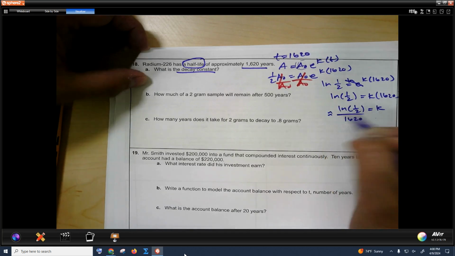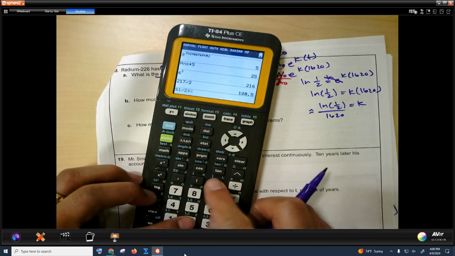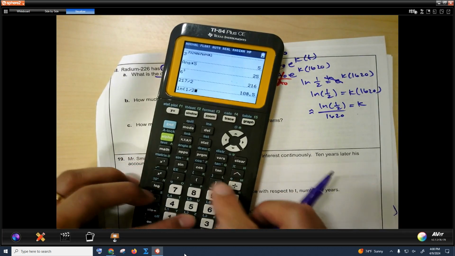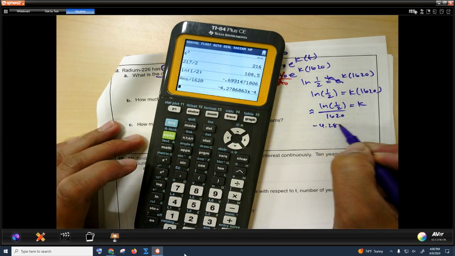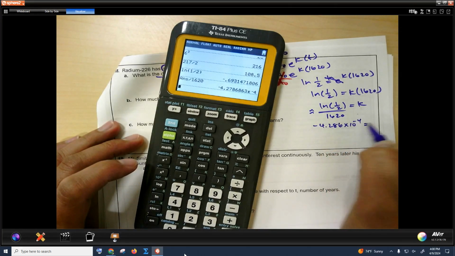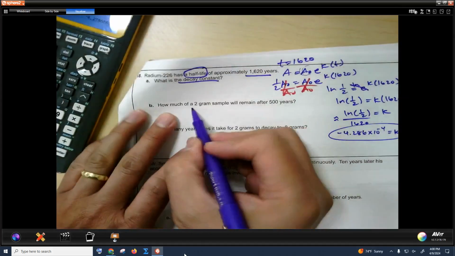So this is the value for k. Natural log 1 over 2 divided by 1620. And this is in scientific notation. We'll just keep it on our calculator. Remember that k value. Now we're ready to solve.